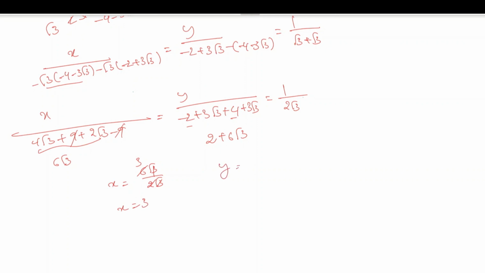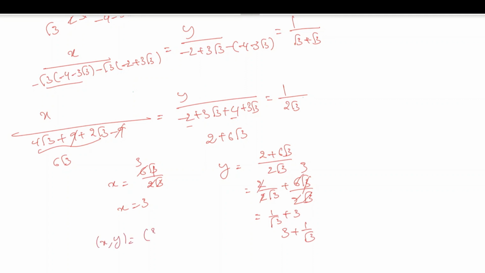And for y it is nothing but 2 plus 6 root 3 upon 2 root 3. So this can be written as 2 upon 2 root 3 plus 6 root 3 upon 2 root 3. 2 and 2 will get cancelled out here. It's 1 upon root 3 and here these 2 will get cancelled out, and it's 3 times, plus 3. This can also be written as 3 plus 1 upon root 3. Now this x and y is nothing but the value for the orthocenter, that is 3 comma 3 plus 1 upon root 3. These are the values.